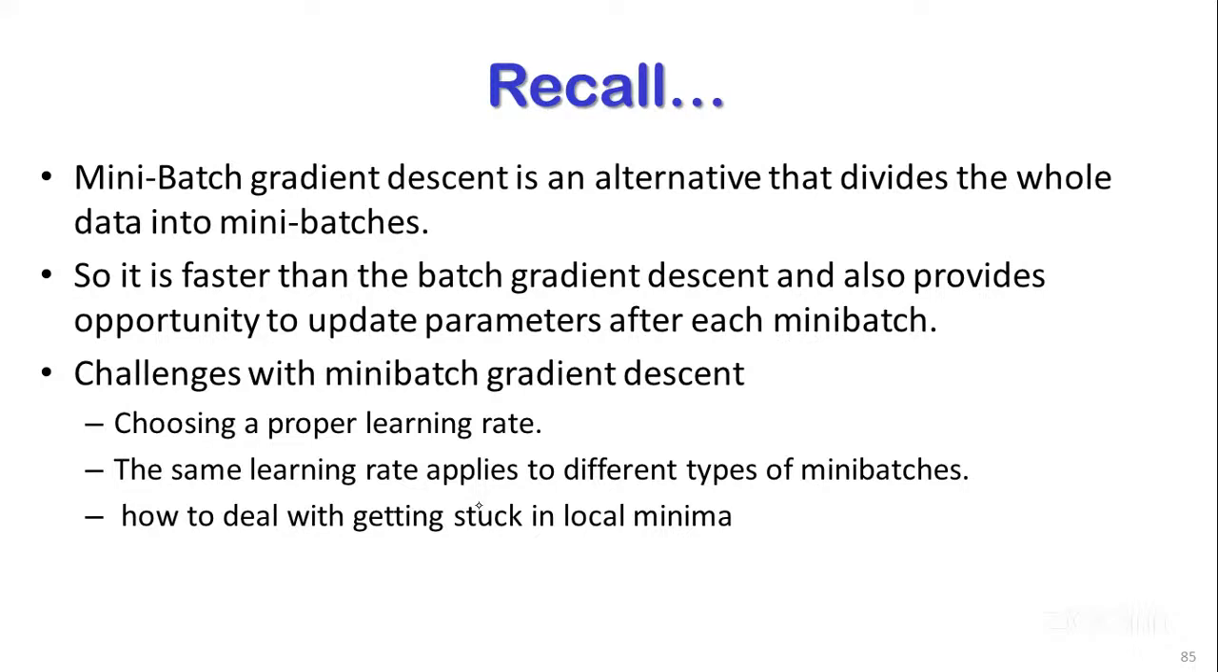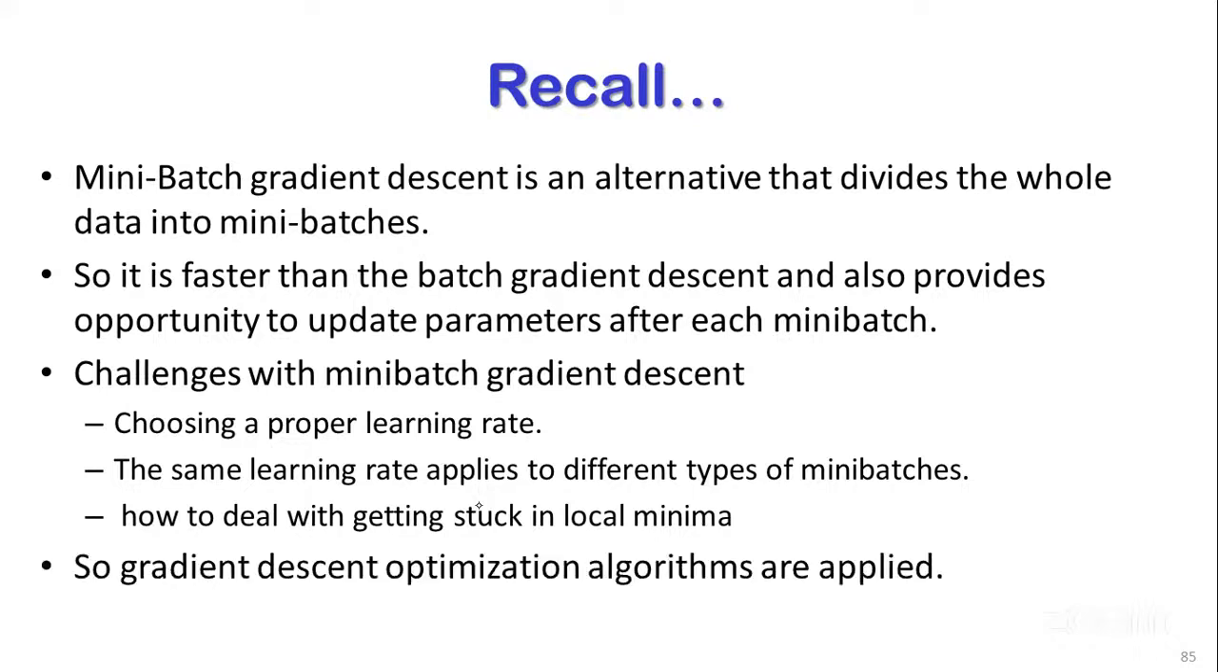So if you have a fixed learning rate, you say that if I have chosen some learning rate, then the same learning rate will apply to different types of mini batches, right? And now the question comes: if you are stuck in a local minima, what are you going to do? If your surface has ups and downs and you are stuck in the local minima, you will never be able to get out of it. So there are several other algorithms, gradient descent optimization algorithms, such as RMSProp, Adam, and all those.